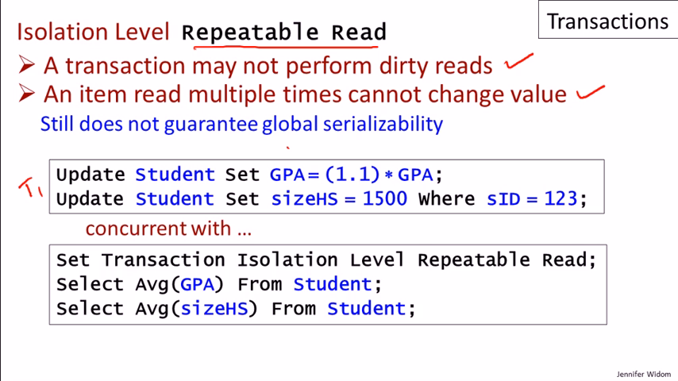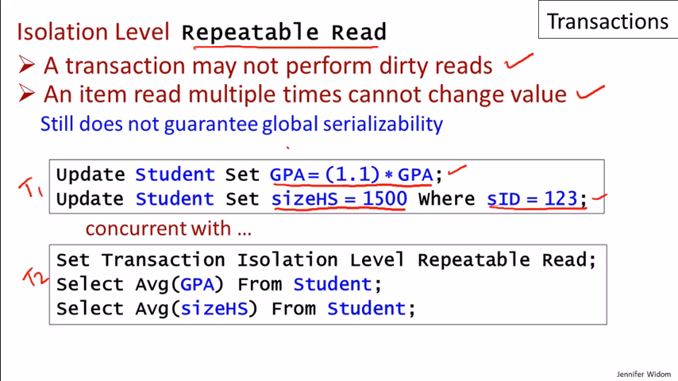So we have our two transactions, T1, T2. Our first transaction is still modifying the GPA. I took away the condition about the high school size just to keep things simple. And our second statement in our first transaction is modifying the high school size of the student with ID 123. So we first modify GPAs and then a high school size.